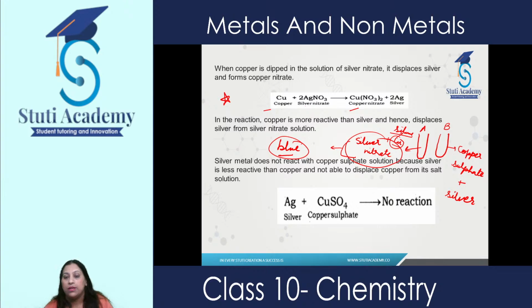But in test tube B, in which we have taken copper sulfate and we add silver into it, no reaction takes place. The color of this copper sulfate remains as it is. There is no reaction because silver is less reactive than copper, so it will not displace it. This is an extremely important reaction.